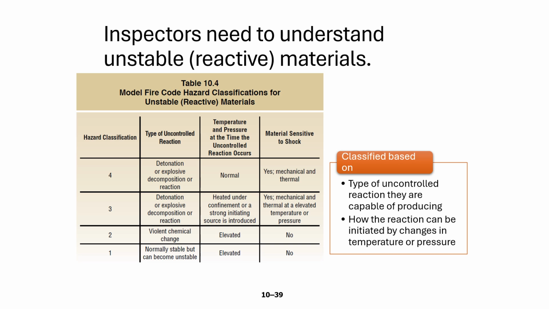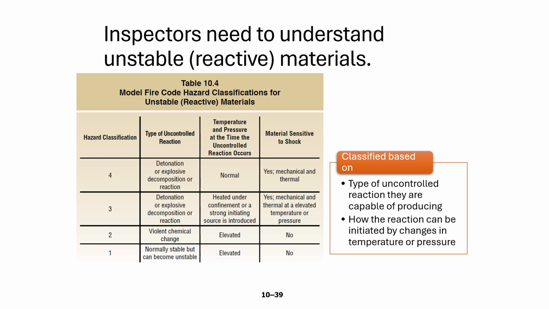Unstable materials are classified based on the type of uncontrolled reaction they are capable of producing and how that reaction can be initiated by changes in temperature or pressure. So we're looking at the environment the material or the process is in. A thermal shock that occurs if the material is not cooled at a proper rate during polymerization can produce a reaction.